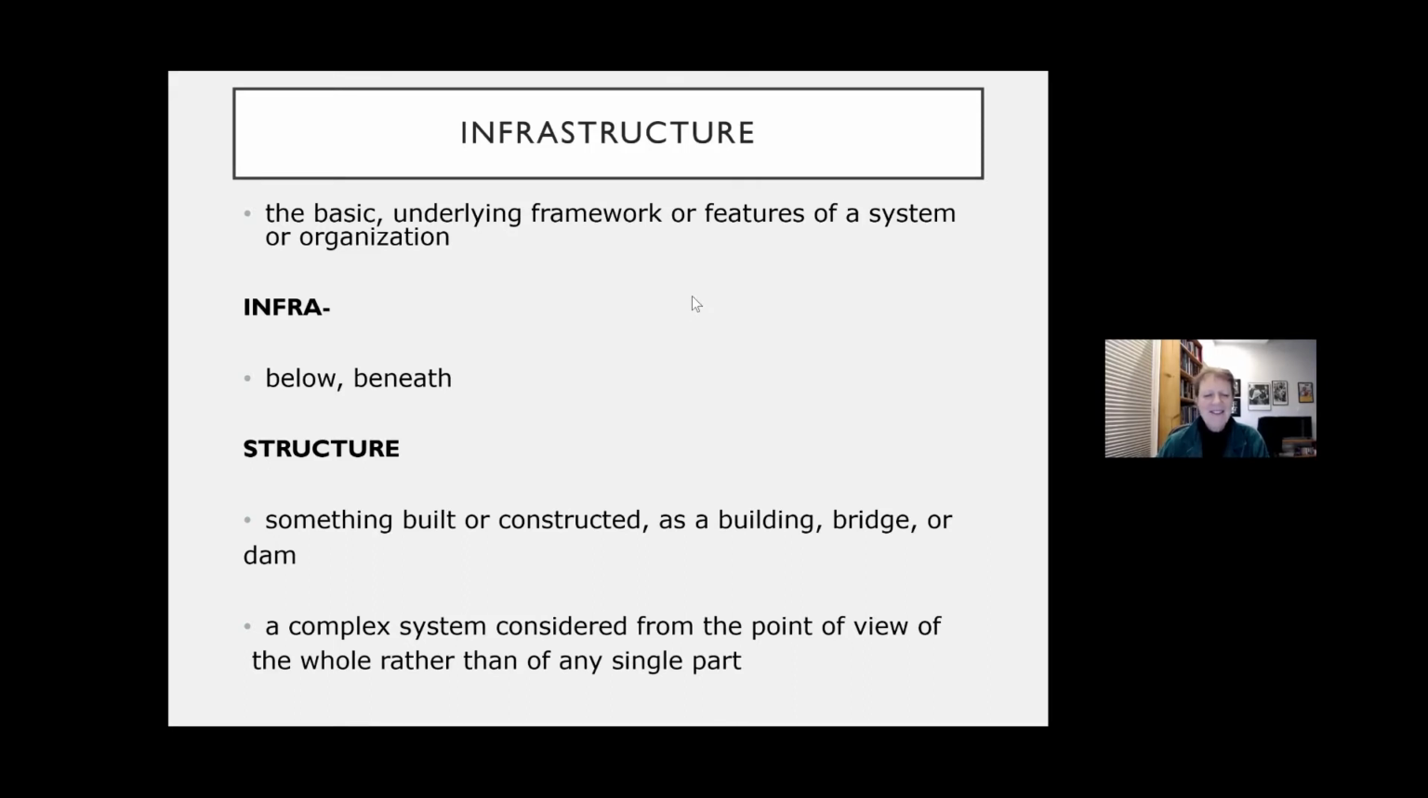standard dictionary definitions. Infrastructure is the basic underlying framework or features of a system or organization. And the infra means below or beneath, and sometimes hidden or occluded, like it's structure that you don't see, but that's there making things run underneath. Very much like the water pipes and things that Nikhil describes. And it's a structure. So something built or constructed, just like buildings or bridges or dams are constructed. That's one meaning of structure. Also a complex system. A structure is a complex system considered from the point of view of a whole rather than any single part. So those are the ideas about infrastructure, both infra and structure, that I'm going to be drawing on in this talk.